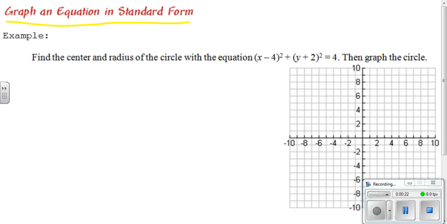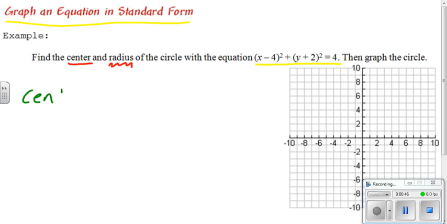So one of the main things to do is we've got to find the center, and we need to find the radius. Because once you know the center and you know the radius, it's pretty simple to draw the actual circle. So if we have our equation here, (x minus 4) squared plus (y plus 2) squared equals 4, it's pretty simple to break down the center and the radius.